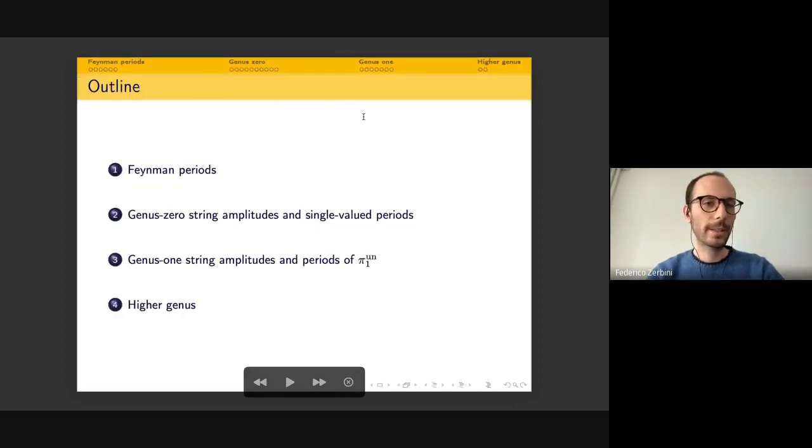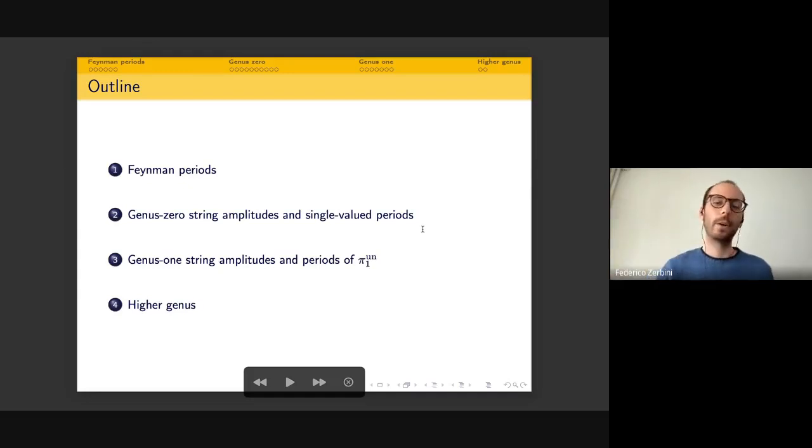So the outline of my talk is the following. I will start with some motivation and introduction to the physics behind the mathematical problems. And then it will turn out that the relevant geometry behind all this is that of Riemann surfaces. And so I will start telling you something about genus 0, then genus 1. And in both cases, I will talk about a non-trivial, relatively new notion of periods. And then at the very end, I will also mention something about higher genus.